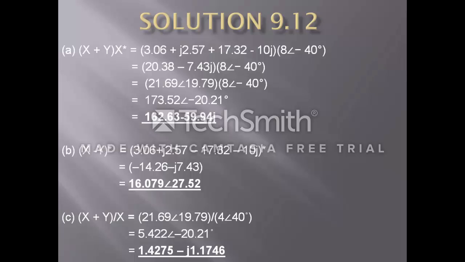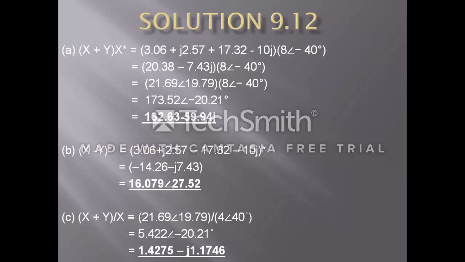Changing the first bracket into polar form again, we get 21.69 with phase angle of 19.79 multiplied by 8 with a phase angle of minus 40 degrees. Multiplying these two, we get 173.52 with a phase angle of minus 20.21. So changing this polar form into rectangular form and getting the answer, we get 162.63 minus 59.94j. Moving on to the second part, B part, is x minus y conjugate.